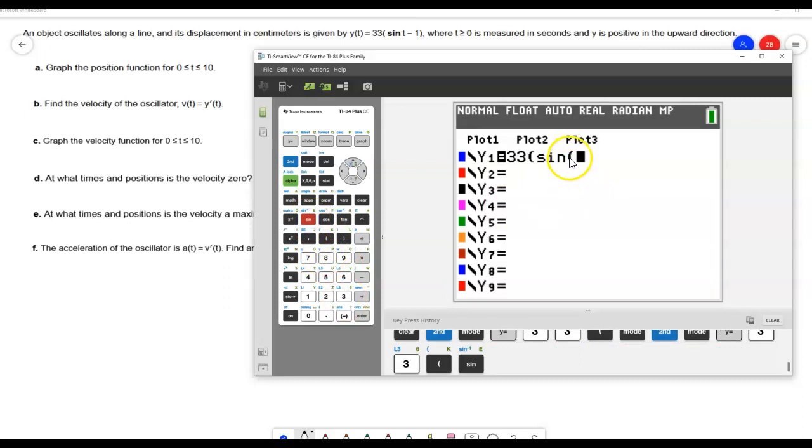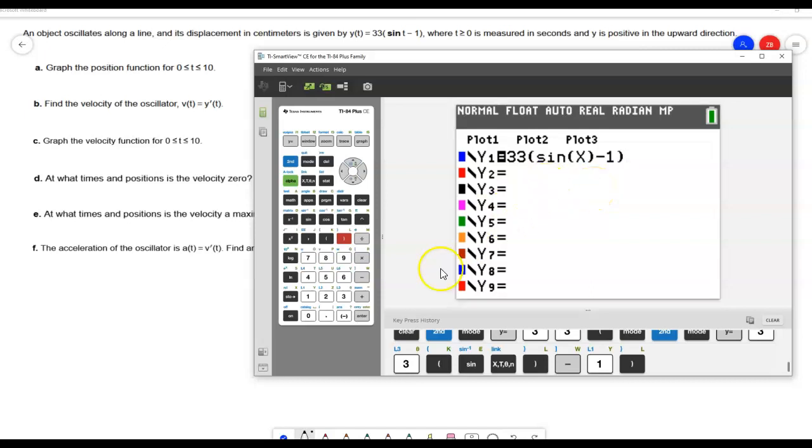If it automatically opens up a parentheses like that, make sure after you put your variable in there, you close your parentheses, because it's only the t in there. It's not a t minus 1 inside the actual angle there. It's just the angle, and then it's minus 1 like this. And the 33 is on the outside. So this is what it looks like. It'd be easy to mess this up and put that minus 1 inside that angle, which we don't want to do.